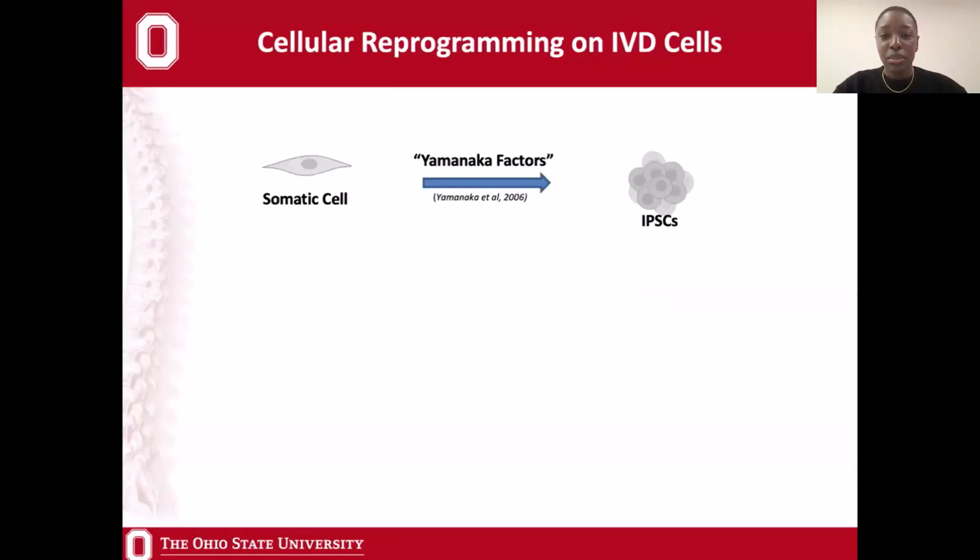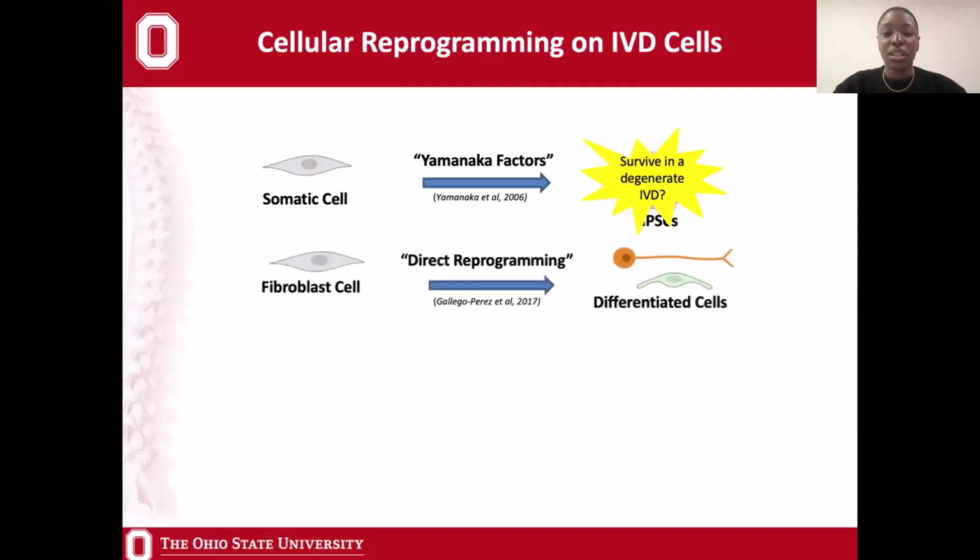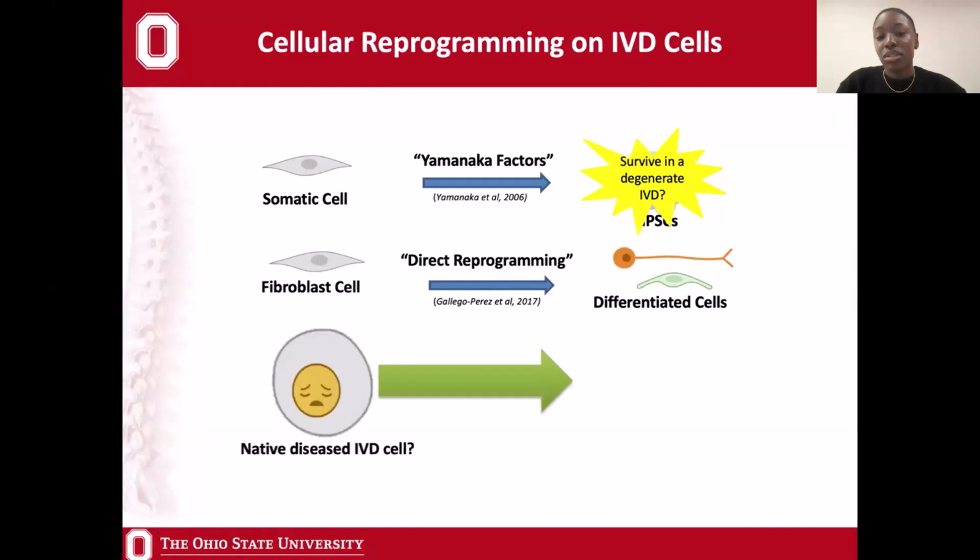One common approach to cellular reprogramming is the use of induced pluripotent stem cells by using Yamanaka factors. However, we're unsure if these stem cells can survive in the hostile environment of the degenerate IVD. This is where our idea of cellular reprogramming comes into play. One of our collaborators, Dr. Daniel Gallego-Perez, was able to demonstrate, using techniques like tissue nanotransfection, the ability to reprogram an adult somatic cell into a newly differentiated cell type. They termed this direct reprogramming. So we wanted to apply this concept to the IVD cell and have it revert back to a healthy IVD cell displaying the normal functions and structures of a healthy state.